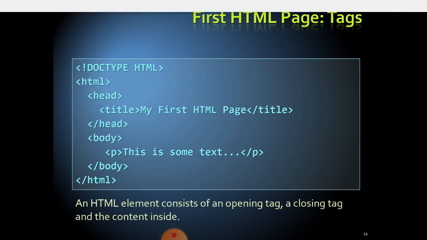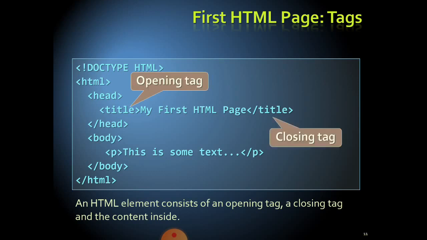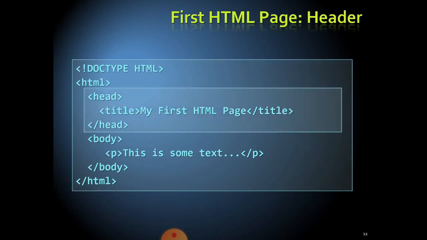So here we have the HTML element, which consists of an opening tag and a closing tag and the content inside. The opening tag is there, the first opening tag, and we have the closing tag, and in between we have the content inside. So this is the opening tag. Title is the opening tag. This is the closing tag we have.